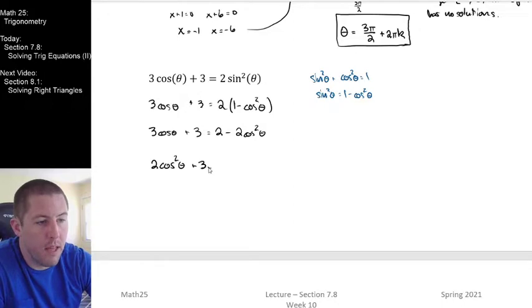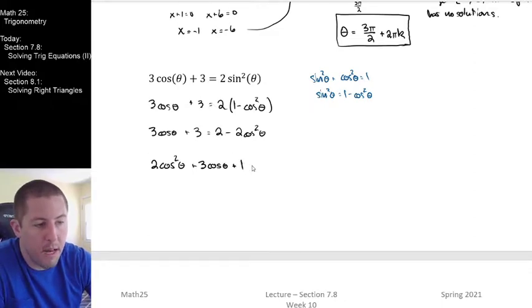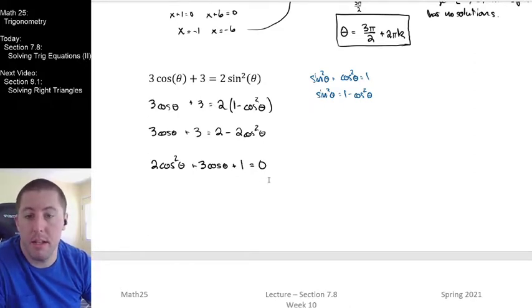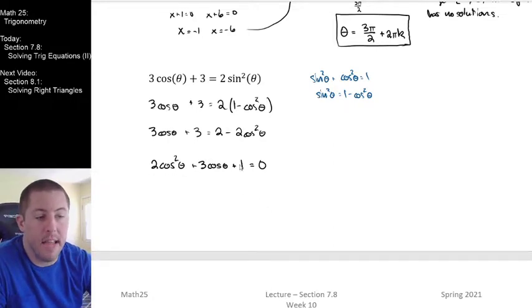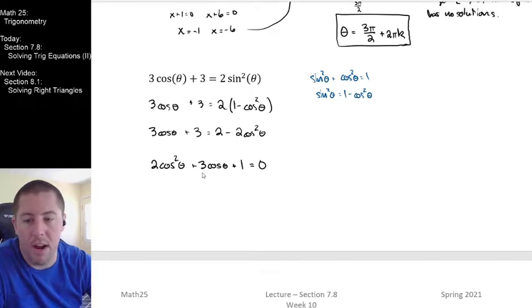The 3 cosine theta stays. And here I had a positive 3, but I'm going to subtract 2 from both sides to shift this term over. So I'm going to get a plus 1 is equal to 0. Right? So I just shifted over my terms on the right to my terms on the left. Now I'm in pretty good shape here. Now I clearly have a standard form quadratic in terms of cosine with everything written on one side.